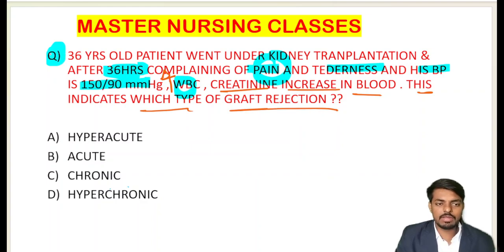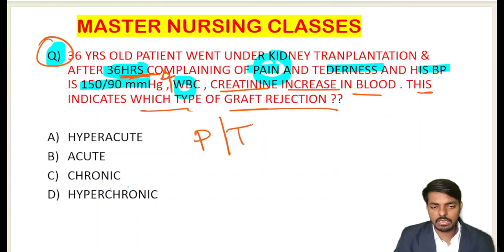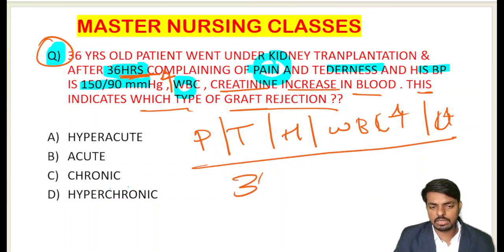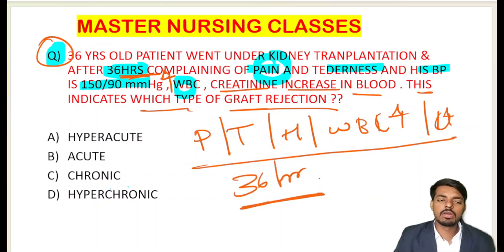Students, very importantly, you have to know the concept. A 36-year-old patient underwent kidney transplantation, and now 36 hours have passed after the procedure, and he is complaining of pain and tenderness, and his BP is increased. Along with that, WBC is increased and suddenly creatinine is increased. All of this is occurring within 36 hours only. So what kind of rejection is the examiner asking about?